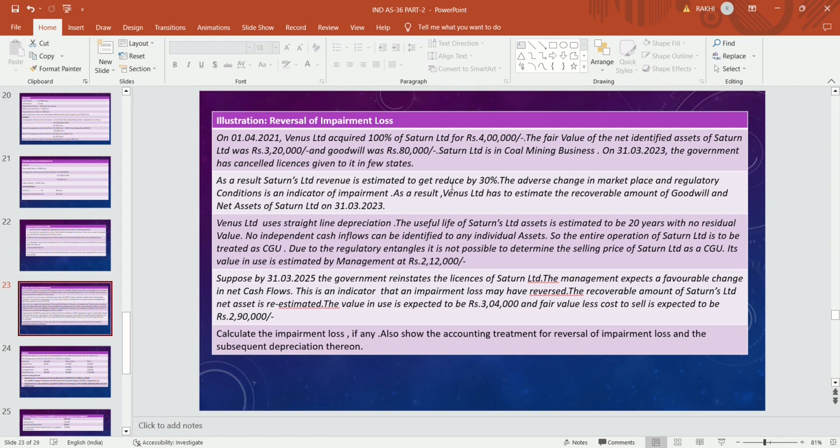Now Venus Limited uses straight line depreciation. The useful life of the Saturn Limited asset is estimated to be 20 years with no residual value. No independent cash flows can be identified to any individual asset. So the entire operation of Saturn Limited is to be treated as a CGU. Due to the regulatory entanglements, it is not possible to determine the selling price of Saturn Limited as a CGU. So its value in use is estimated by management at rupees 2,12,000.